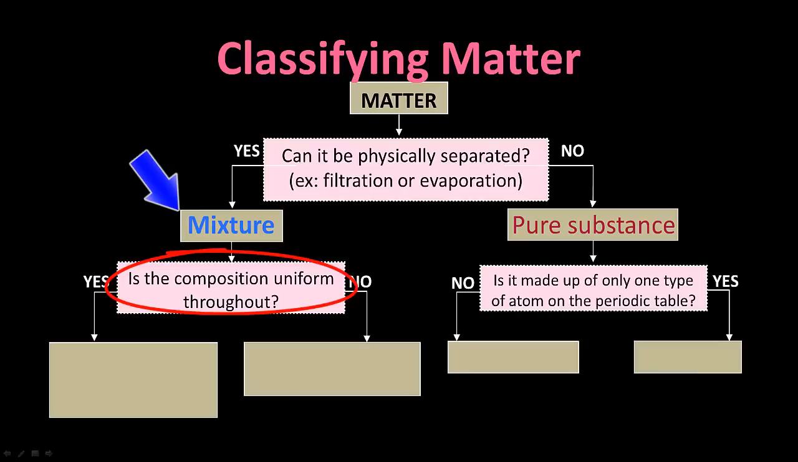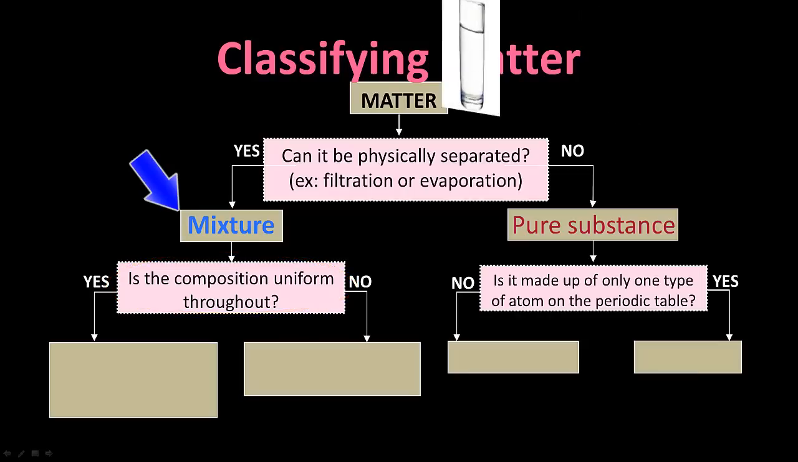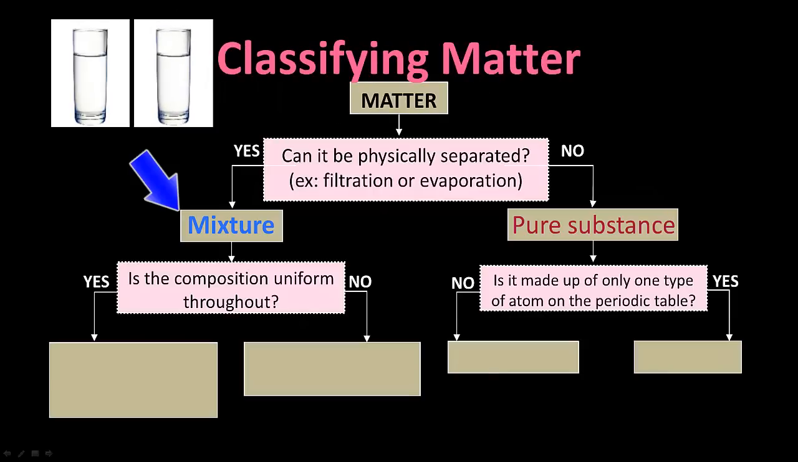Like for instance, let's go back to salt water and water. If I put a glass of salt water next to a glass of water and I asked you to just look at it and tell me what the difference is, you probably wouldn't be able to. Now if I asked you to taste it, then you would be able to. But just by looking at it, if they look the same and the composition is uniform, which means it all looks like the same thing, then it is called a homogeneous mixture, or a homogeneous.